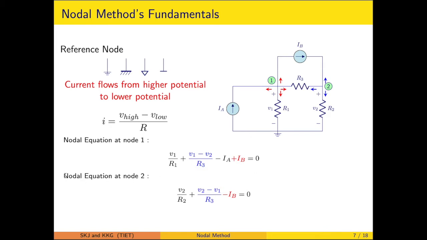Now when you are writing the nodal equation for node 2, you have to presume this is at higher potential than this one. So the reference direction of the outward current will be as with the blue arrows. Correspondingly the equation will be V2 upon R2, plus V2 minus V1 upon R3. This is of interest because it corresponds to the common element. Similarly this is also the IB source, which is of different color.